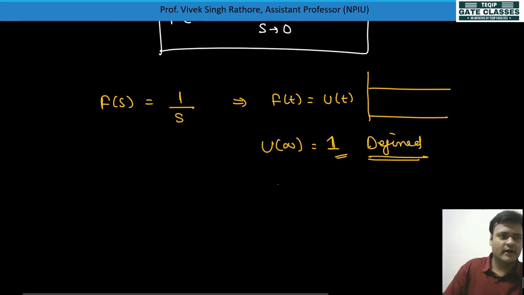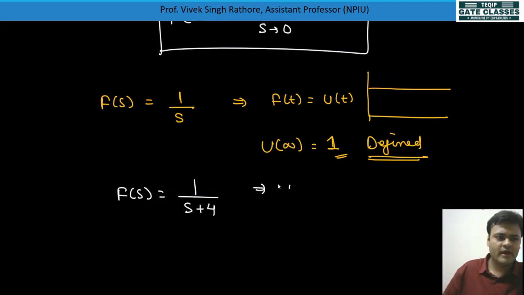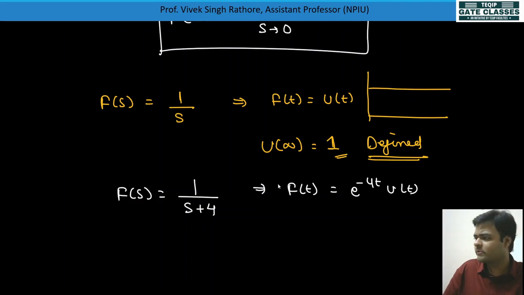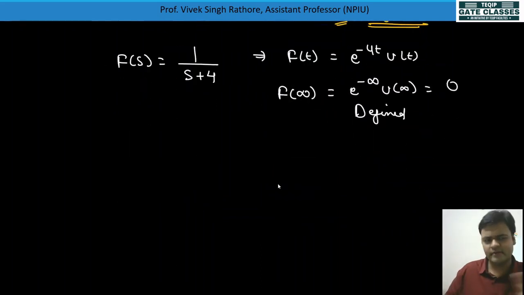Now again we'll take another question. F of s is 1 by s plus 4, let's suppose. Now what will f of t be? f of t will be e to the power minus 4t u of t. If I ask you the f of infinite value, e to the power minus infinite times u of infinite will be around 0 only. So it is properly defined for the final value theorem. Okay, this is also good.